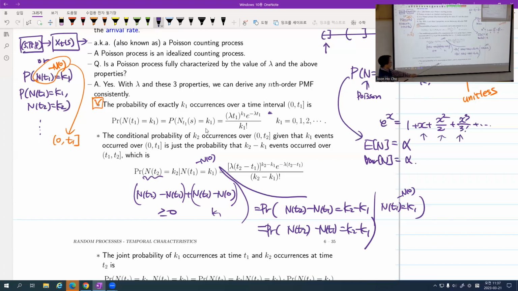And now you know that this random variable is Poisson with parameter lambda times this interval. And then you want to find the probability that that random variable has value K2 minus K1. So this is your answer, right? Here, the only difference is that lambda t1 is replaced by lambda times (t2 minus t1). And then what? Our objective was this one, right? So we multiply the first order PMF. Then, as you know, it becomes the second order PMF. So you multiply these two to obtain that one.